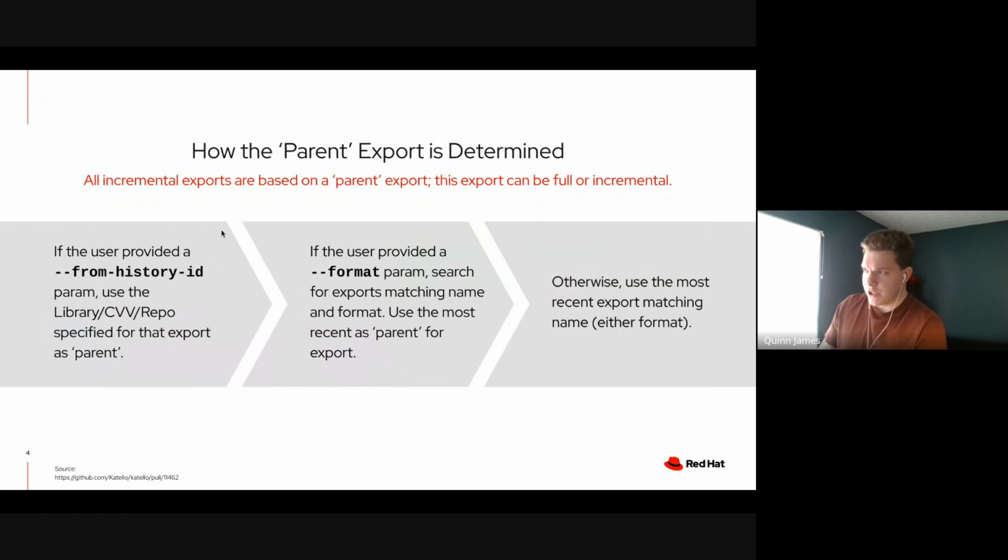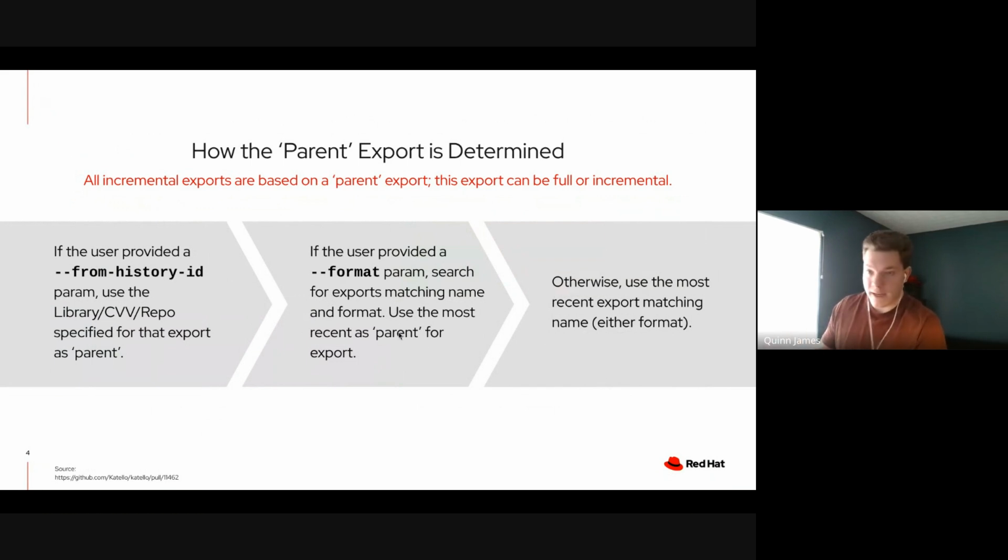Now we check for an incremental export, did the user supply a from history ID flag? If yes, that makes it really easy. We can just use the library content view version or the repository specified from this history ID as the parent. And if that had the importable format, we'll use that. If it had syncable format, we'll use that. Super easy. Next, if the user provided the format flag, we'll search, and we've always searched by name.